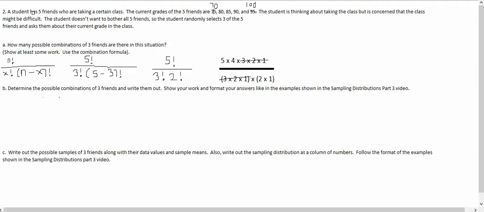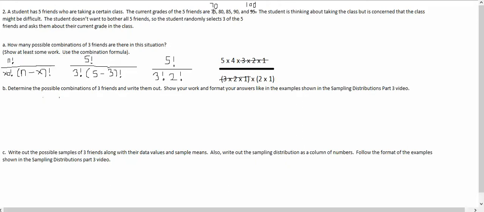So if the student ends up selecting friend 1, and then friend 2, and then friend 3, that's going to lead to the same outcome as if he or she had surveyed 3, then 2, then 1, because it's still the same 3 people. The 3 answers will be the same, and the order that they're surveyed in makes no difference. So we're using the combination formula because order doesn't matter.